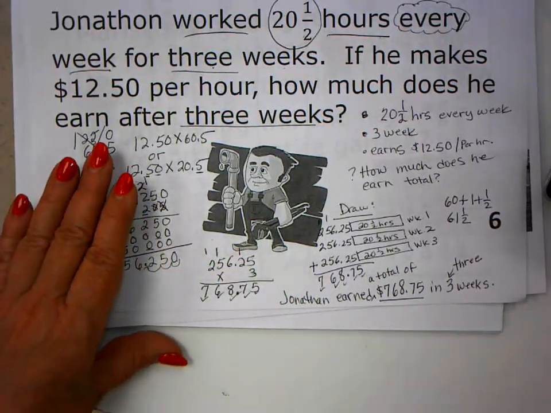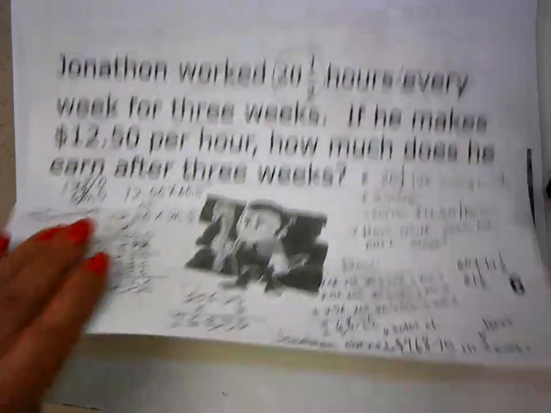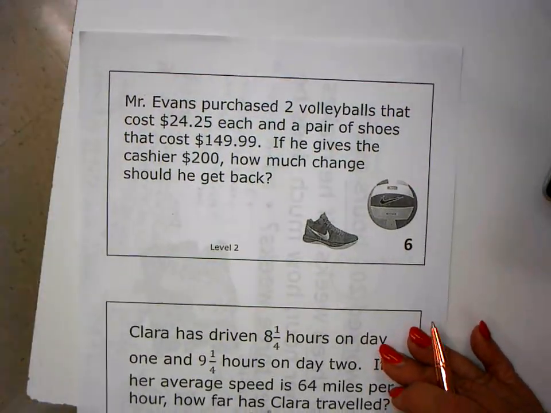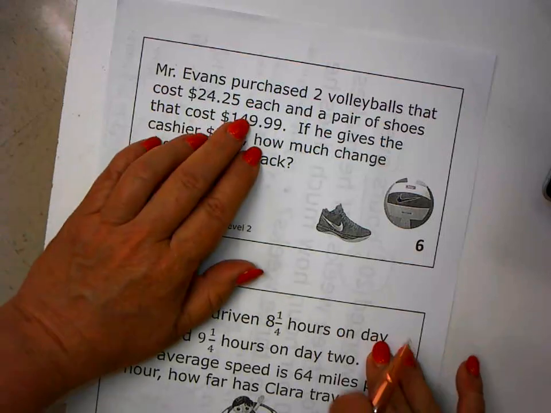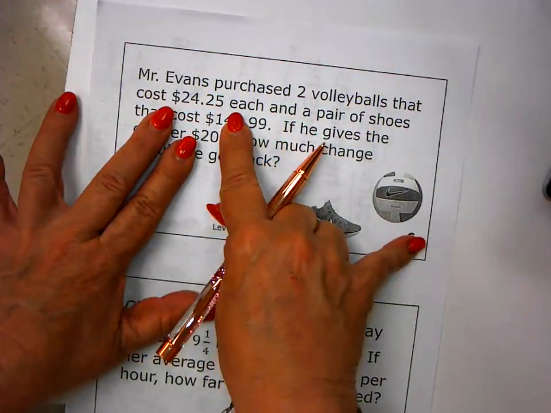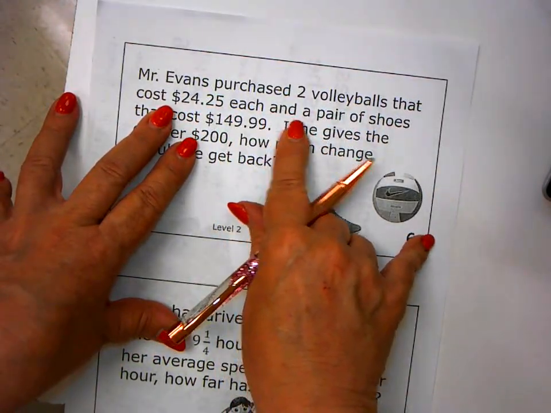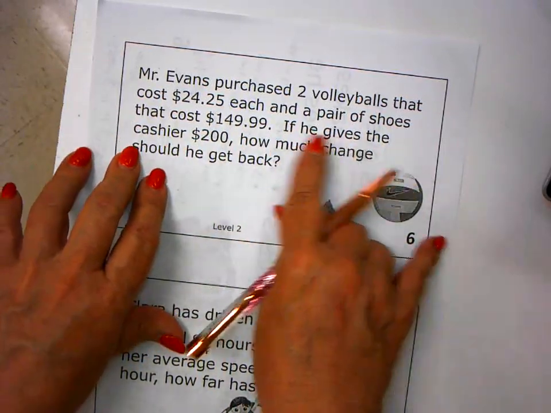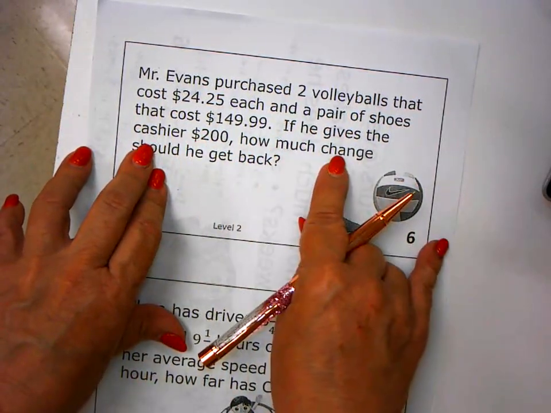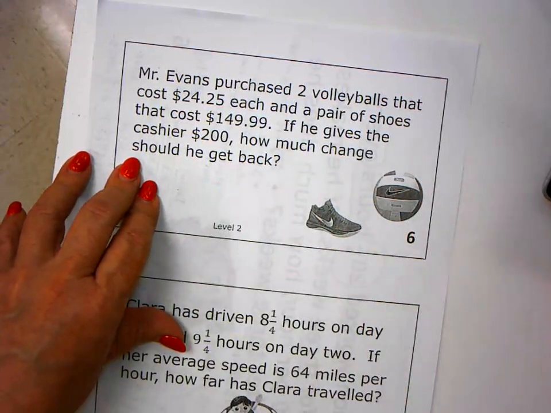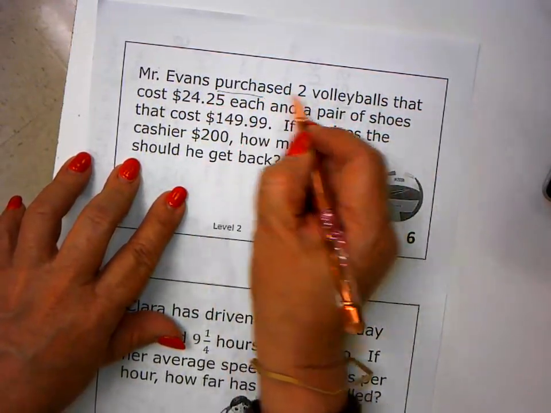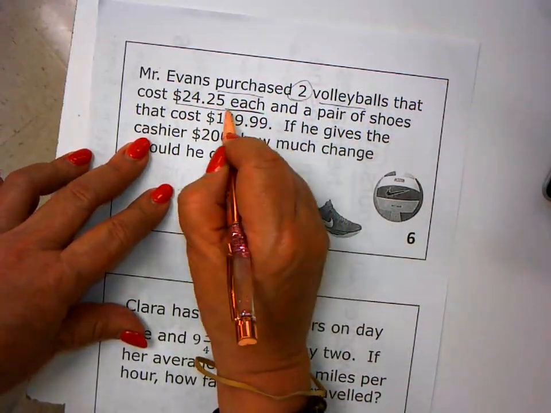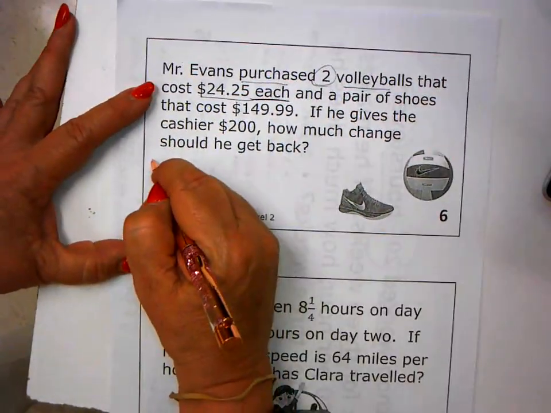Okay, so the next one we're going to just set up and you're going to be doing those computations. This next one here is Mr. Evans purchased 2 volleyballs that cost $24.25 each, and a pair of shoes that cost $149.99. If he gives the cashier $200, how much change should he get back? Let's set it up. This is where he's purchasing 2 volleyballs that cost $24.25 each. So I'm going to pull that information out.